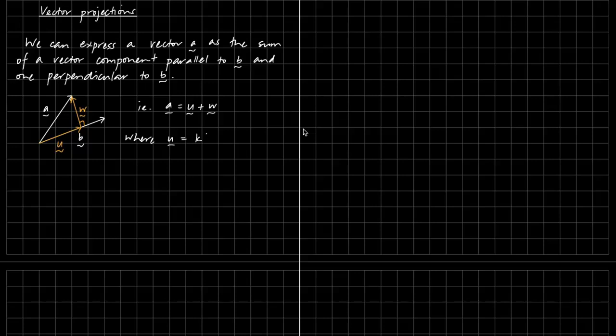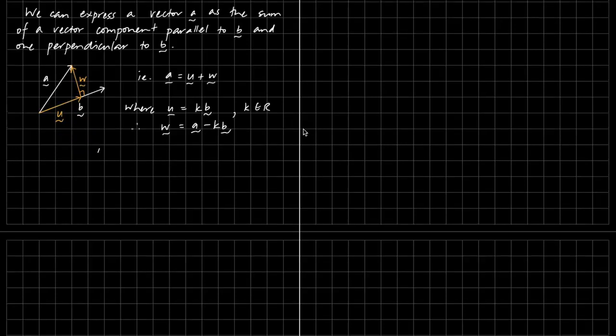So let's note that I could express U as some scalar multiple of B, couldn't I? In this case it looks like a scaled down version of B, but depending on the magnitude of B it could be a scaled up version. So K is just some scalar value, some real number. And that means that I could express the vector W, which from that first statement up there would be A minus U, and therefore I could write it as A minus K times B. Okay, because it's A minus U.